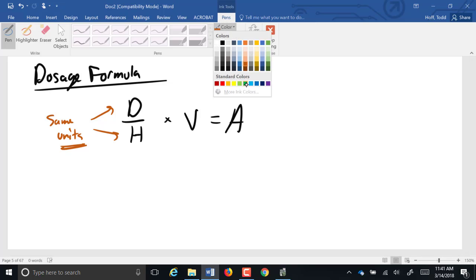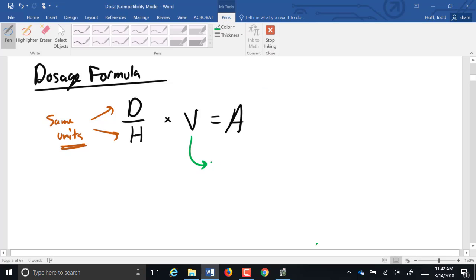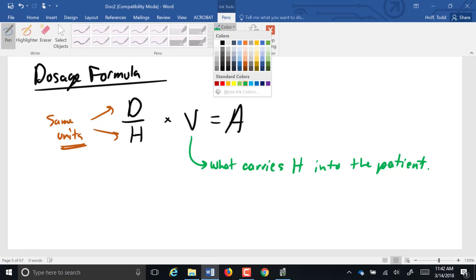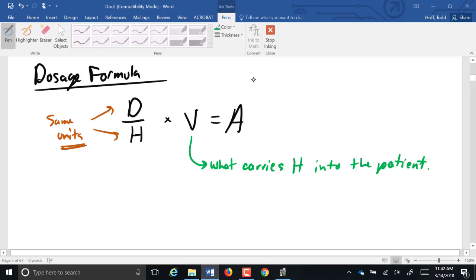The vehicle is what carries that on-hand dose, H, into the patient. It might be a certain volume of fluid. It could be a tablet, whatever it is, whatever vehicle is being used to carry that medication from the bottle or vial into the patient.